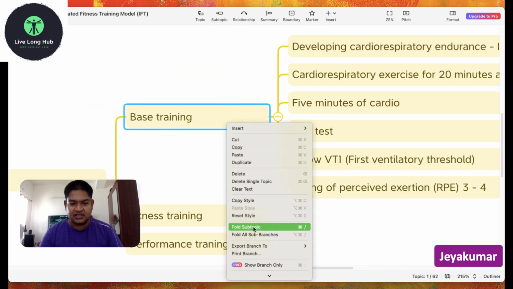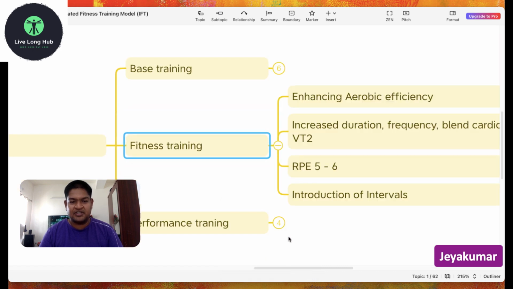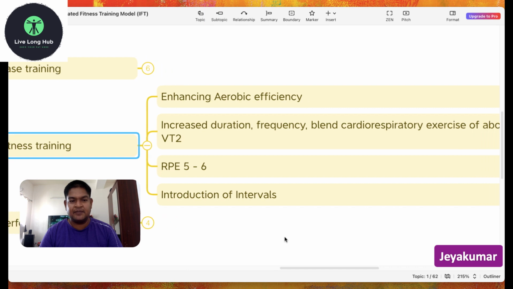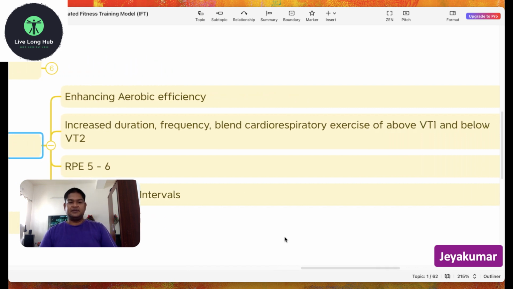Now let's get into fitness training. This is going to be the second level. Here the objective is going to be enhancing the aerobic efficiency. So here again, how it is done is, one, the duration is increased. Initially we said 20 minutes, now it can be more than that. The frequency is increased, can be more than thrice per week.